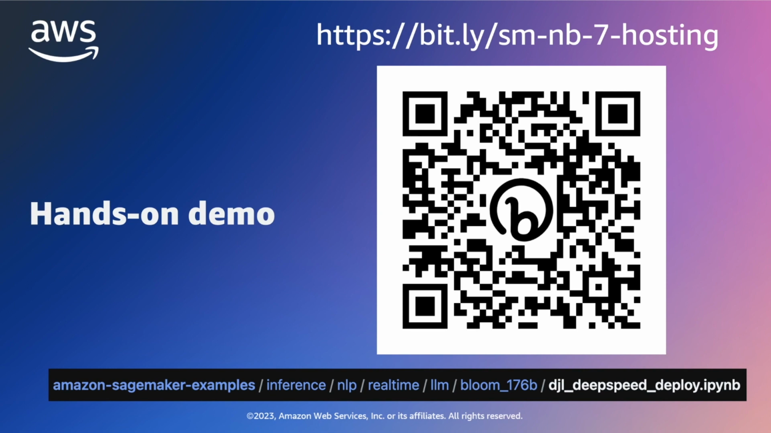And so we're going to do this on SageMaker. So as before, we'll use the SageMaker example notebooks. In particular, this is a DJL DeepSpeed deployment notebook. And you have a QR code that you can use to get the link. Alternatively, if you're on a laptop or a desktop, you're welcome to just use the bit.ly. So let's check it out.